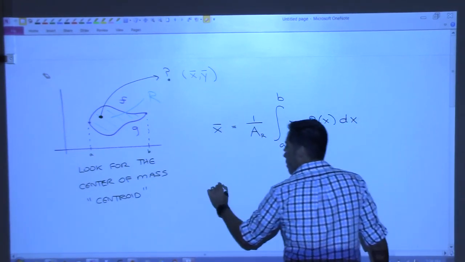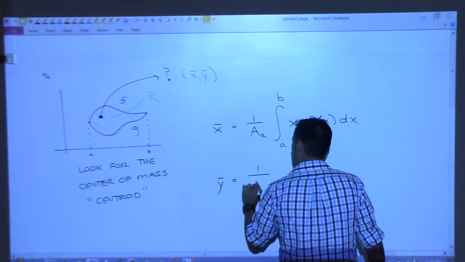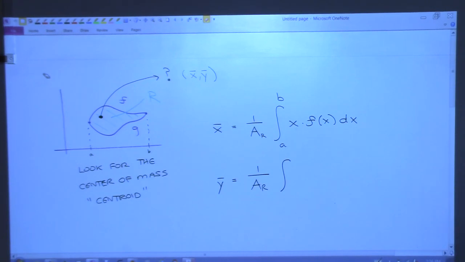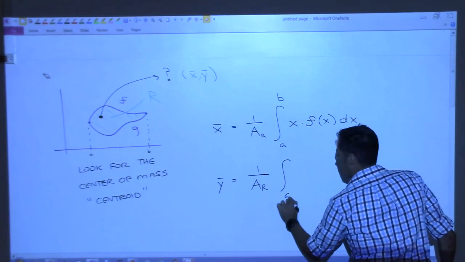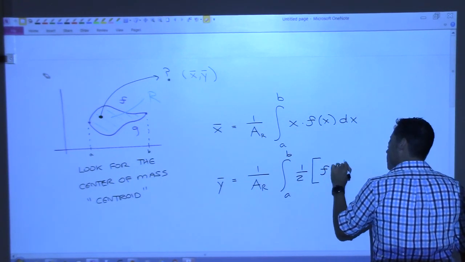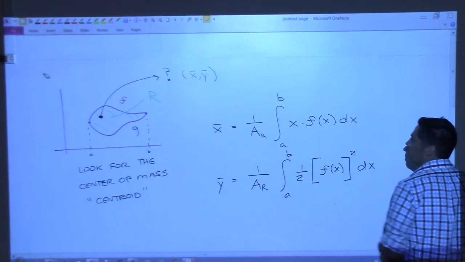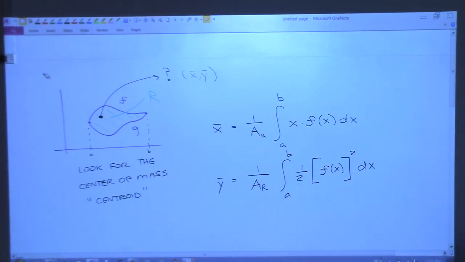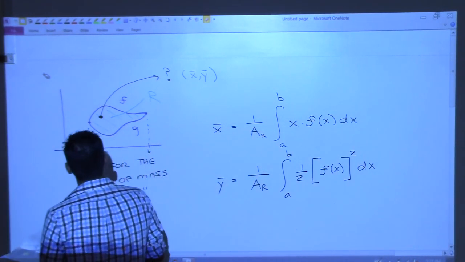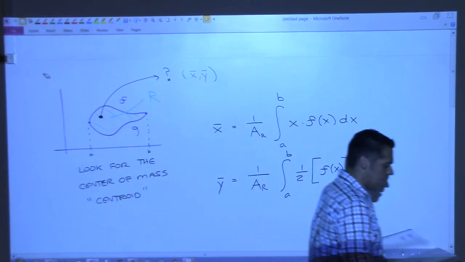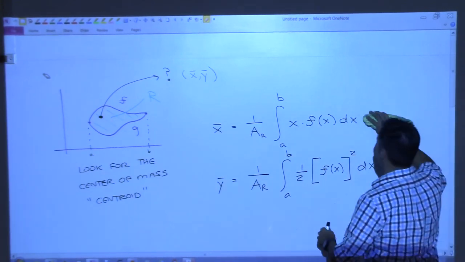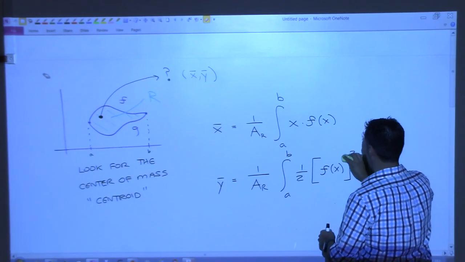If I want to know what the y coordinate is, I'm going to do 1 over the area of R times the integral, and this is going to look a little bit different: from a to b of 1/2 times the function of x squared dx. Now the book, this is coming off of page 407, goes into some detail about how they got these, but I just realized that I forgot that I'm doing the region between two functions. Hold on, we need to edit this.